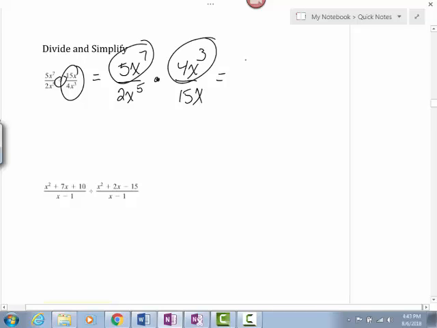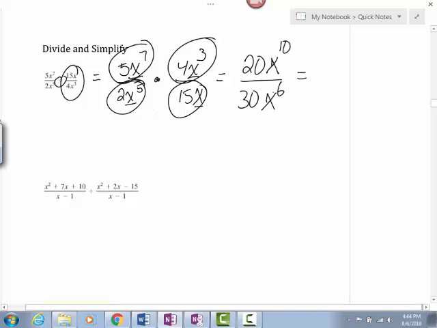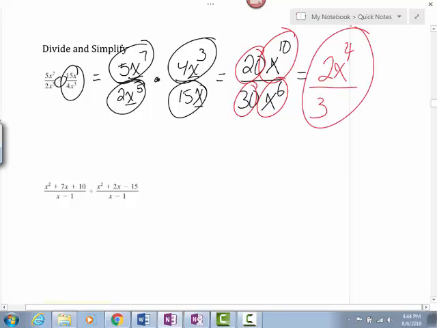Okay, so let's see, 4 times 5 will leave me 20. X to the 7th and x to the 3rd, we're going to add our exponents, x to the 10th. Okay. 2 times 15 is 30. X to the 5th and x is x to the power 6. Okay. Now we can go ahead and worry about reducing our fractions. So 20 and 30, I can divide them both by 10. That's 2 and that's 3. I have 10 x's on the top, x to the 10th, and x to the 6th on the bottom. So there's 4 more x's on the top. So that's an x to the 4th. And we're done. Okay.